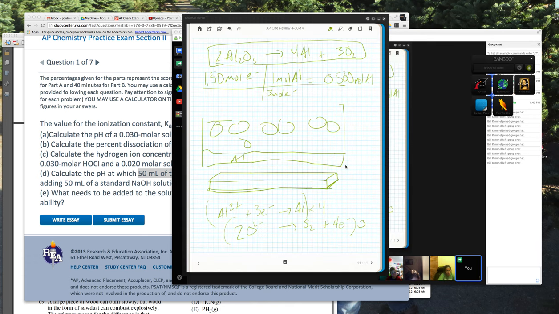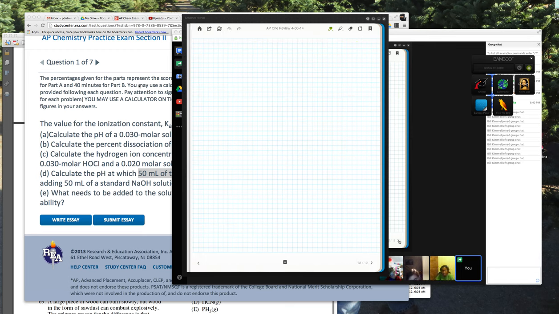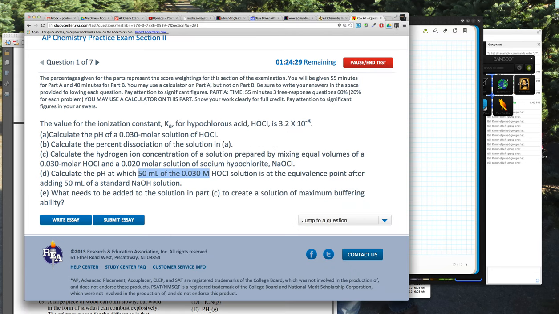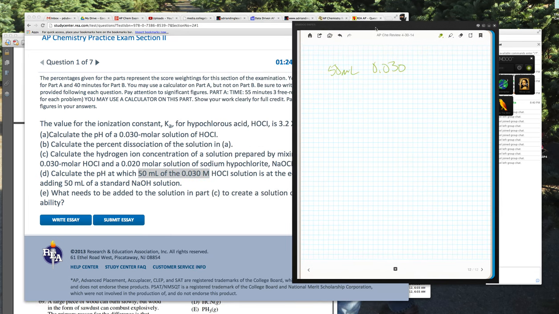I think actually what you would end up doing is, remember the equivalence point is that the moles of acid equal moles of base. So what's happened is that you had 50 milliliters of 0.030 molar HOCl. I can't see my actual test anymore. And so if you added some base, you would react with all of this, however much that is.